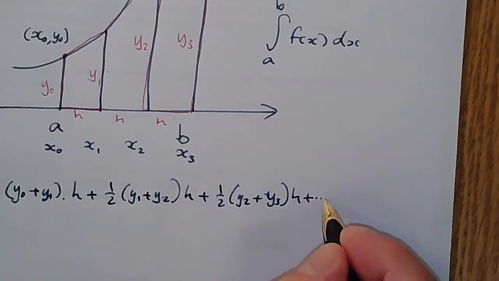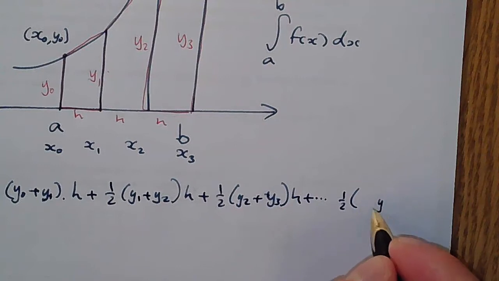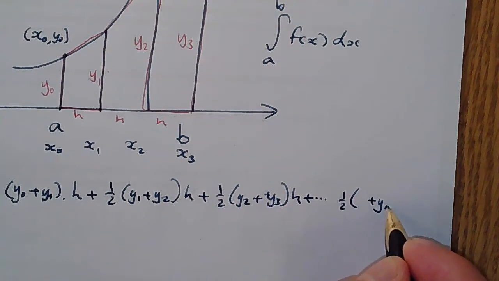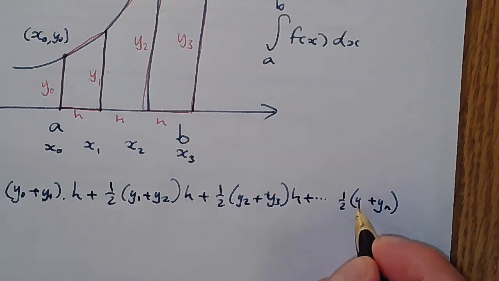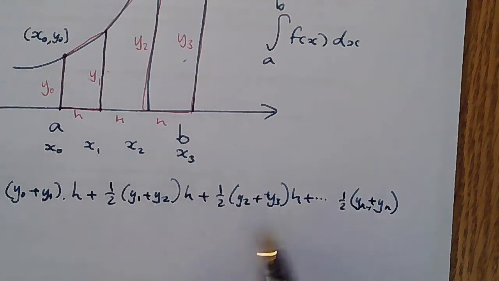and it's going to be plus dot dot dot, and then the last trapezium is going to be plus yn, the second value. So the value before that is yn minus 1. So in the case n is 3, this would be y2 plus y3. Oh, in fact, it would be that one.